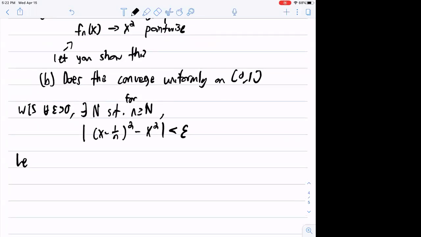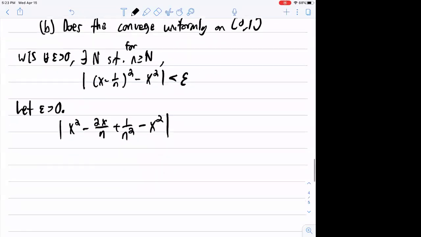So let epsilon be bigger than 0. Let's do the scratch work first, right? In this case, I won't tell you what N is. So let's do the scratch work. Let's FOIL this out, right? So I have x squared minus 2x over n plus 1 over n squared minus x squared, right? Now, the x squares cancel, and I'll just get rid of the negative. Oh, maybe I won't get rid of the negative yet.